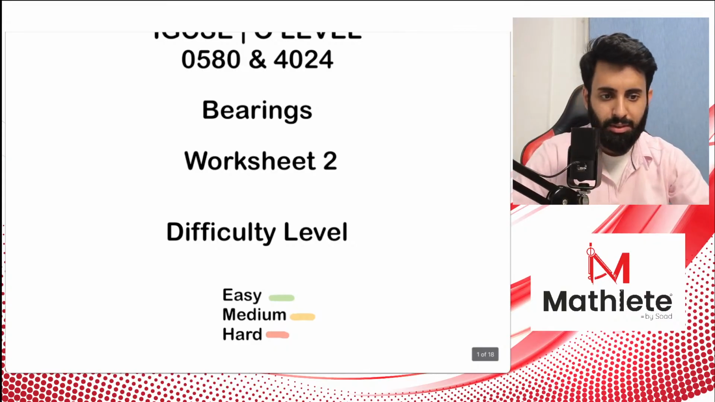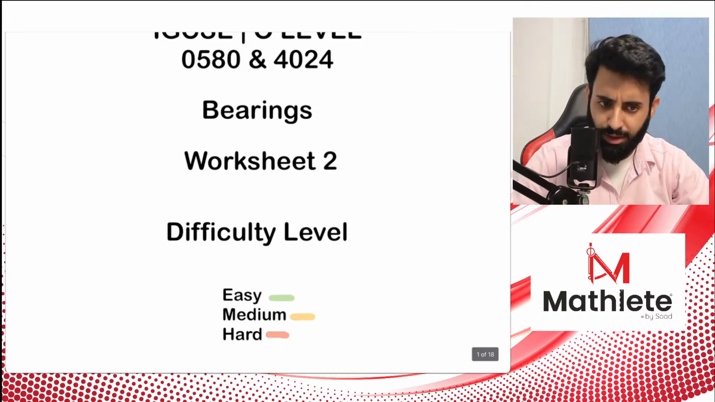Sarah had an issue with vectors. Could you kindly show or tell how to find the scale factor in vectors? Scale factor in vectors? Isn't that in enlargement?